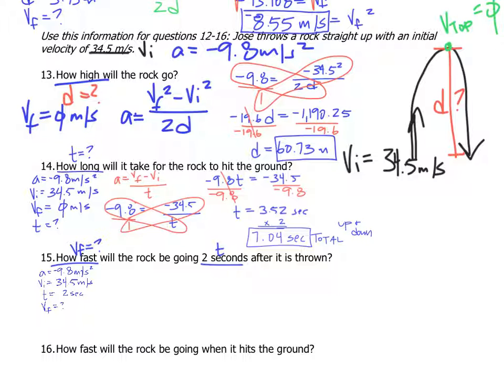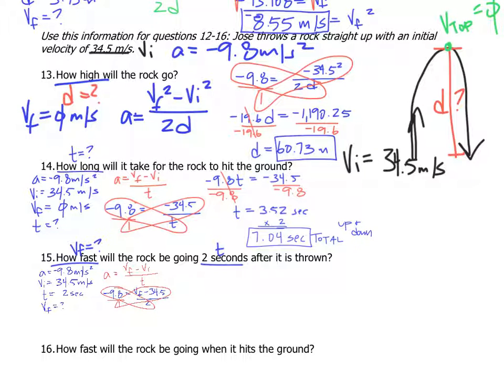So VI, VF, A, and T gives me the equation A equals VF minus VI divided by T. And now I substitute. So A is negative 9.8. VF is what we're trying to solve for. T is 2 seconds. VI is 34.5. Okay, so VF is in the numerator. It's part of a fraction. I'm going to make a fraction on the left and cross multiply.